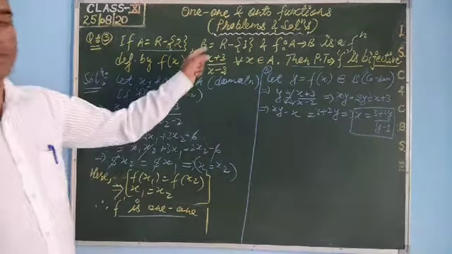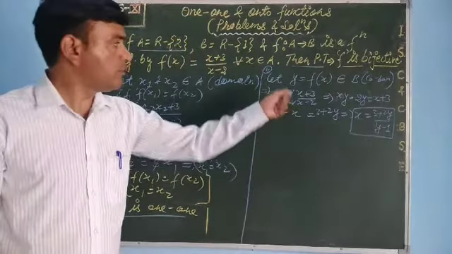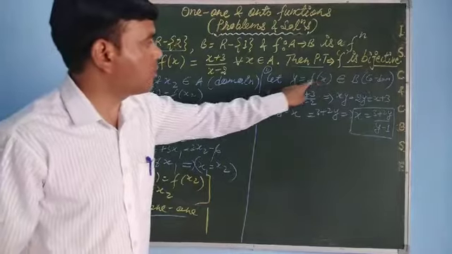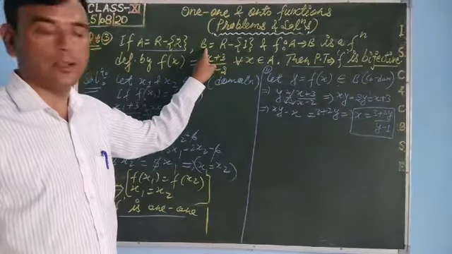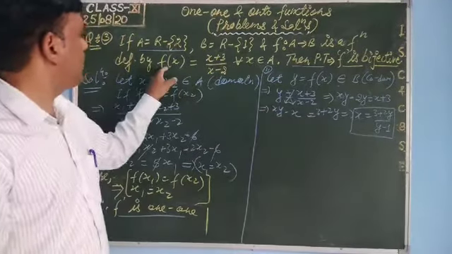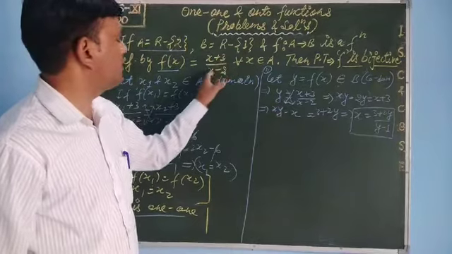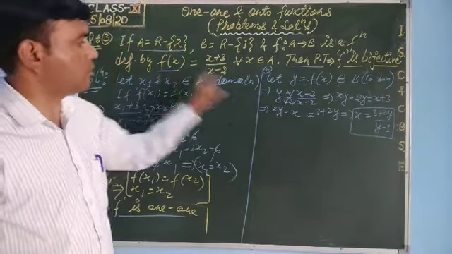Now we have to prove that the given function is an onto function. For that purpose, as usual, we will take an element y equal to f(x) belonging to the codomain B of the function. Then putting in place of f(x), we will put y is equal to (x plus 3) upon (x minus 2), means f(x) is equal to y.